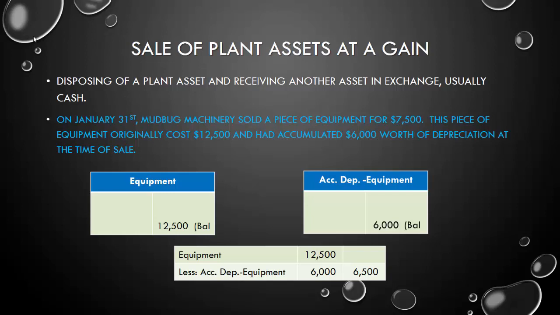On January 31st, Mudbug Machinery is going to sell a piece of equipment for $7,500. This equipment had a historical cost of $12,500 and has accumulated $6,000 worth of depreciation by the time that we've sold it. Well, what do our books say this piece of equipment is worth? It cost $12,500 originally. It's lost $6,000 worth of value, which means our books say it's worth $6,500. But we're selling it for $7,500. We're selling it for more than our books say it's worth, which means we're going to have to record a gain on this asset sale since we're getting more money than our books say this asset is valued at.